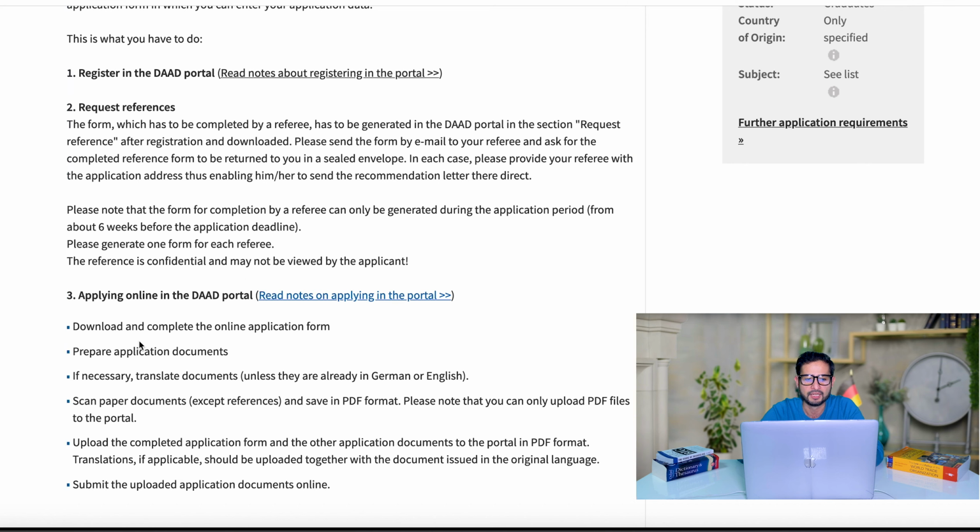So, applying online in that portal, you click on this link here as we did, and we will open it now. Download and complete the online application form. There's the form that we need to complete. Prepare application documents. There's a list of documents that we need to prepare, and if necessary, translate documents into English or German, and scan paper documents except references. References should be saved in PDF format. Please note that you can only upload PDF files to the portal, and then you submit the uploaded application documents online, and also post a hard copy to the address on the previous page.